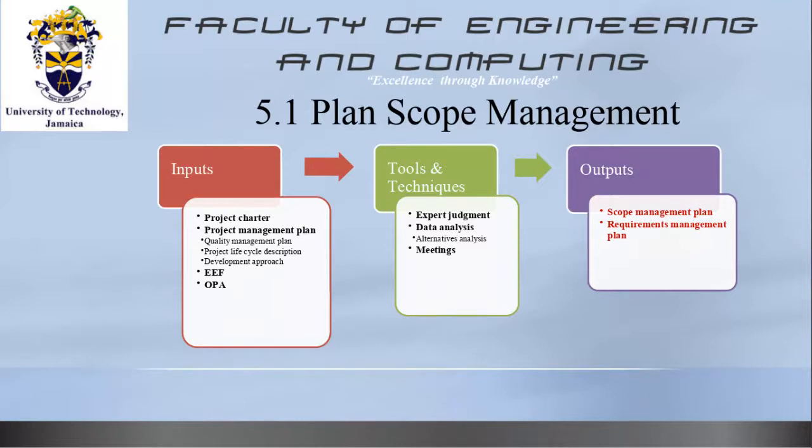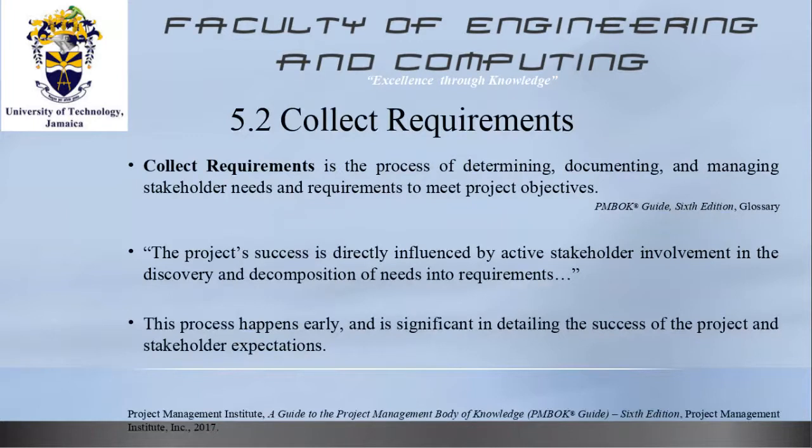And what we need is a project charter, and we need a quality management plan, and we need a number of other elements, but we need, importantly, expert judgment. We will have to do some data analysis as a part of the technique in determining how we plan our scope. And at the end of the day, we will have two things. The output from the plan scope management process is the requirements management plan, and secondly, the scope management plan. It's very important that we retain this information. One of the most important processes that we will be called upon to undertake is this one, collect requirements.